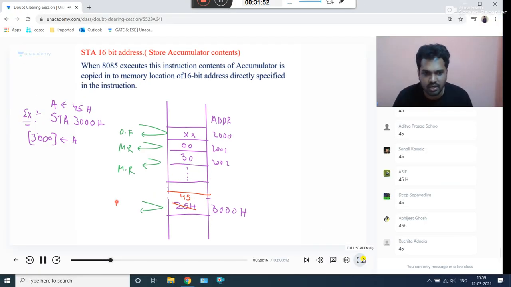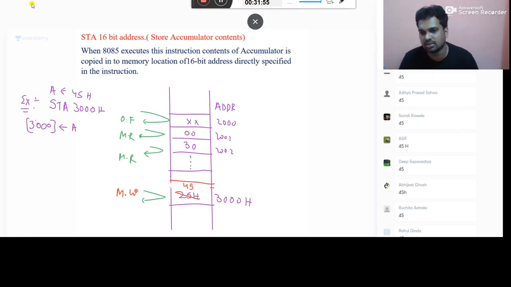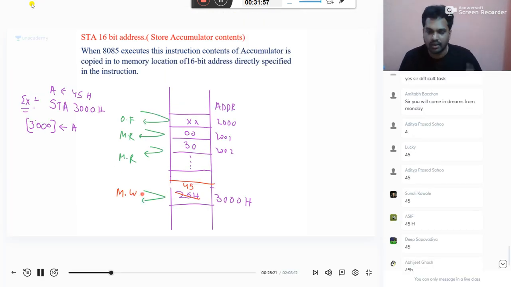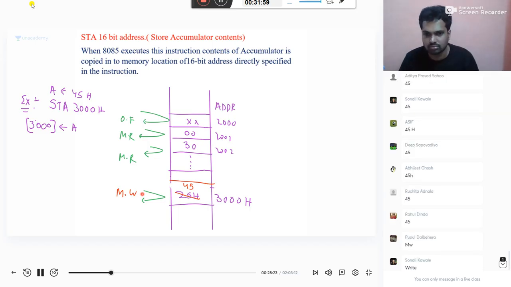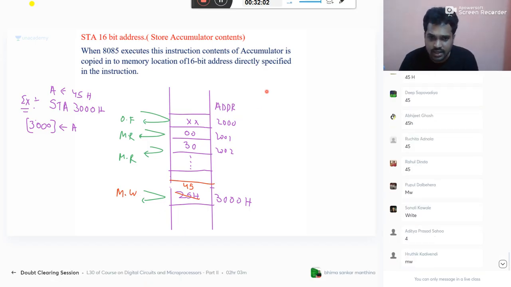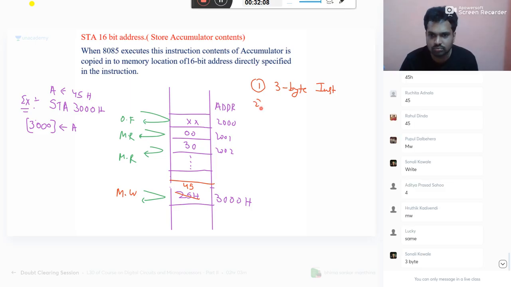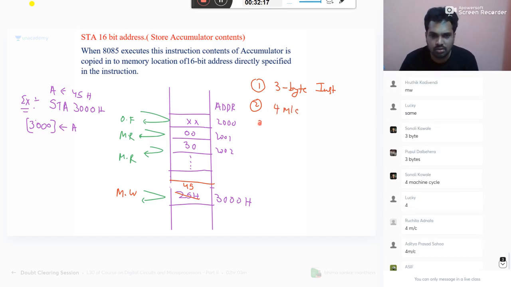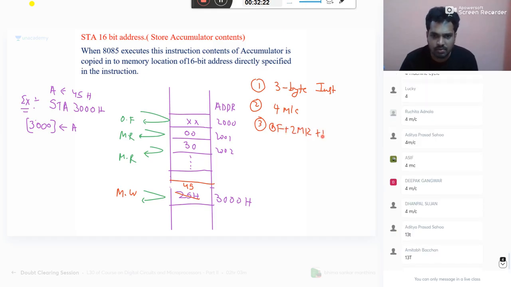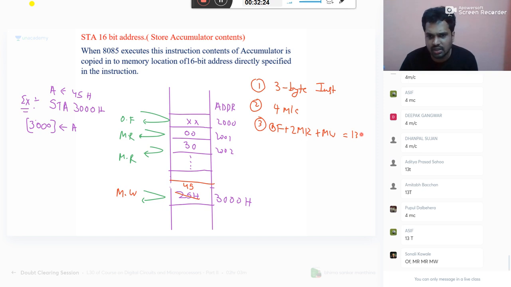So this is a memory write operation. Now it is the same. What is that? A 3-byte instruction. What is that? 4 machine cycles: opcode fetch plus 2 memory reads plus a memory write. Same as the previous case, 13 states.